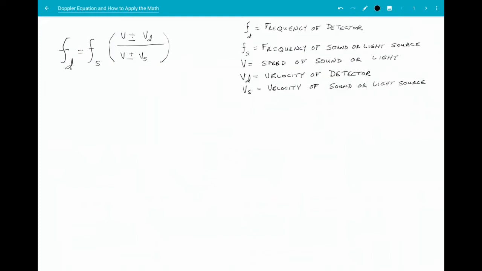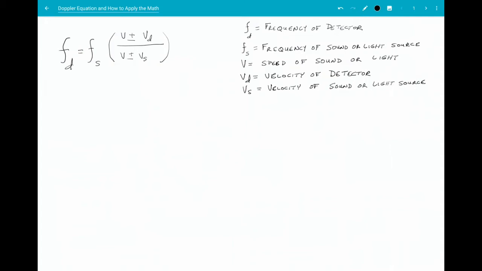Now, we've got this little fraction here. The v, the plain old v, is the speed of sound or light. That's a constant for sound at a particular temperature, and for light at a particular frequency and medium that it's in. Now, you'll see a plus or minus, which is what most textbooks or online sources show, and then v sub d and v over v sub s. And you've got that v again, plus or minus.